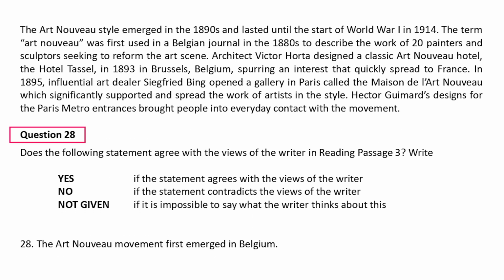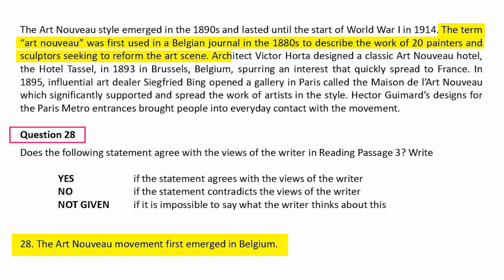Let's take a look at question 28. The Art Nouveau movement first emerged in Belgium. To answer this, we need to look closely at the passage. It says, the term Art Nouveau was first used in a Belgian journal in the 1880s to describe the work of 20 painters and sculptors seeking to reform the art scene. Then it adds, architect Victor Horta designed a classic Art Nouveau hotel, the Hotel Tassel, in 1893 in Brussels, Belgium, spurring an interest that quickly spread to France.